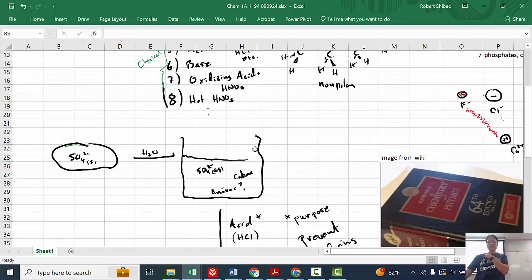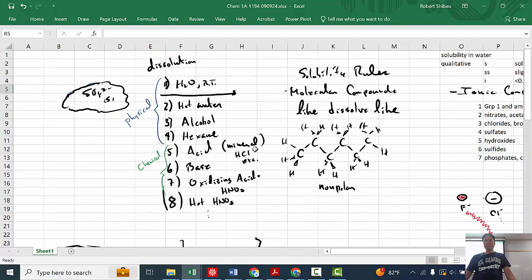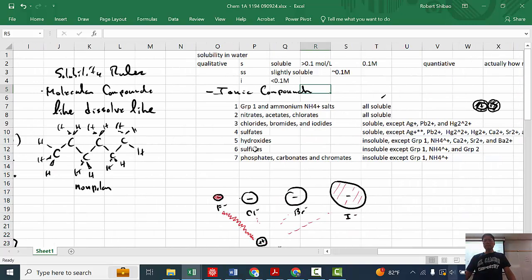Did I do sulfides? Yeah. Not sulfides because group 2 and sulfides are soluble. So they're going to stay away from each other unless you evaporate all the water. But phosphates, carbonates, and chromates do like barium.